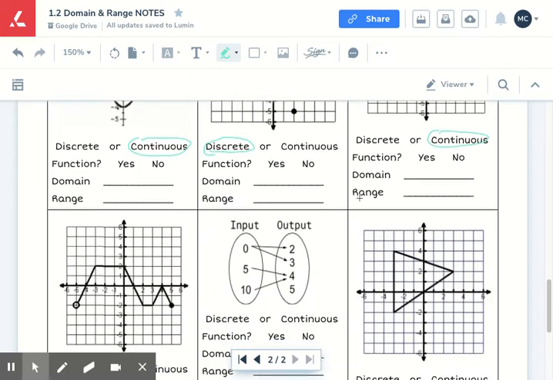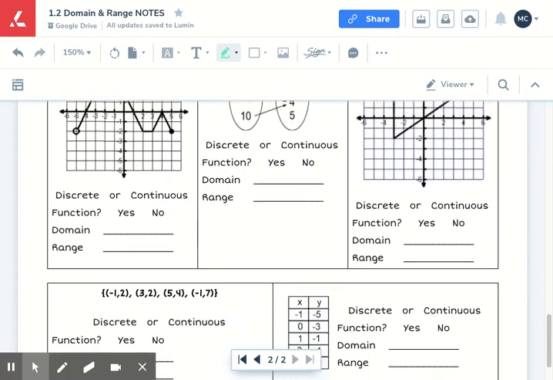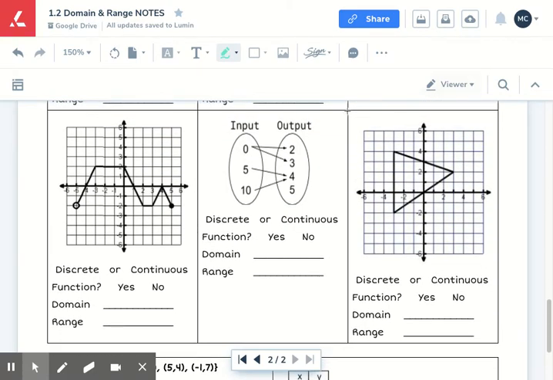Got 3 more graphs here at the bottom. Oh, got a bunch more. Okay, so the next one, I've got an open circle here and a closed circle there. So would this one be discrete? Or sorry, they're connected here. So would this be discrete or continuous? Well, that would have to be continuous because they're connected.